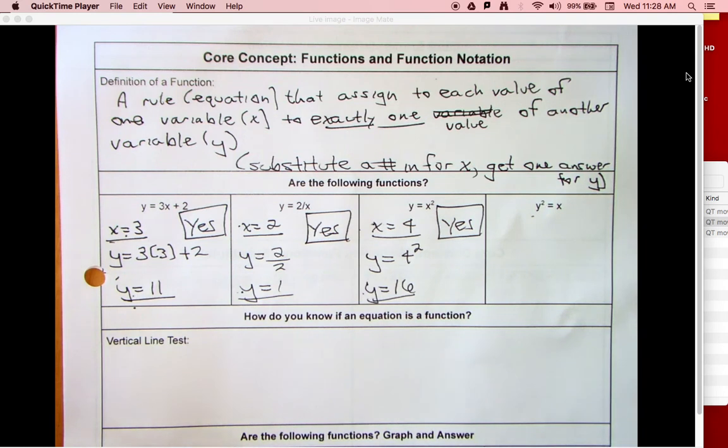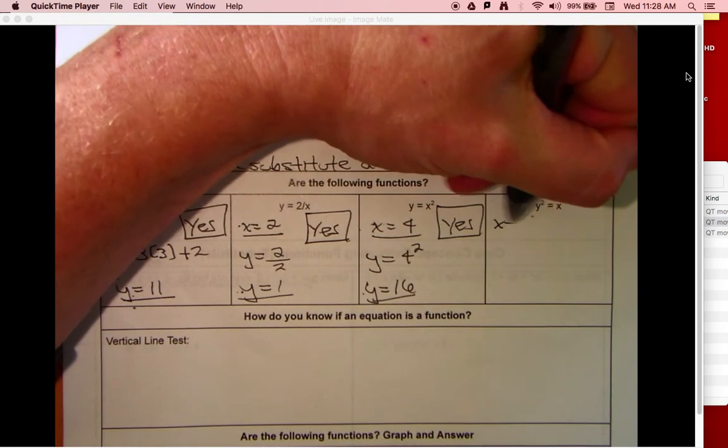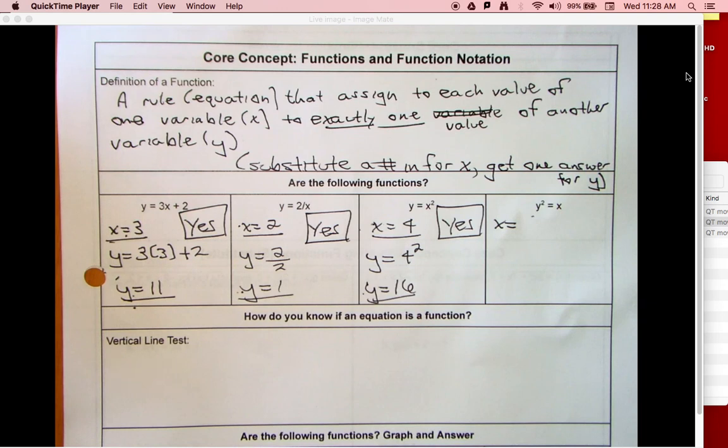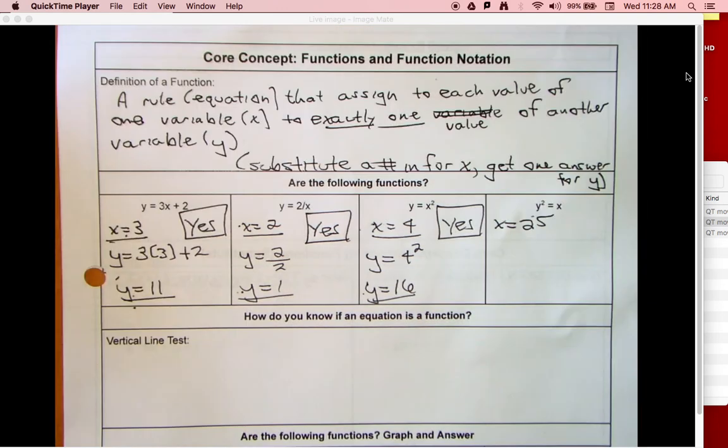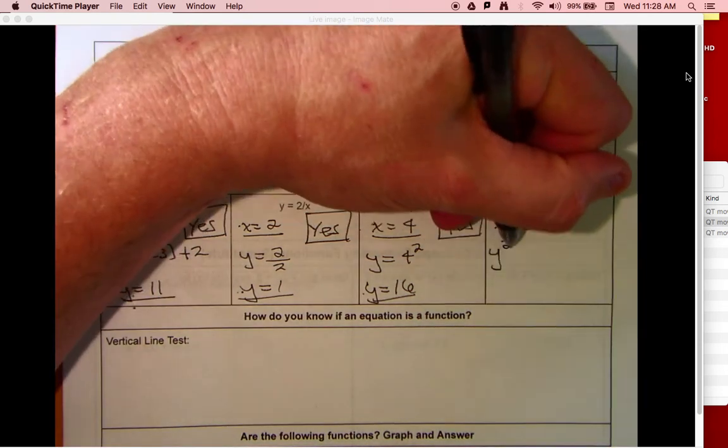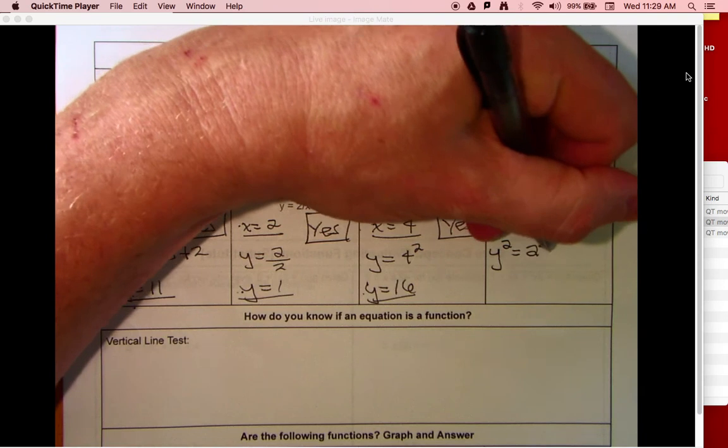Okay? So we got y squared equals x, and this is actually one that's not a function, so let's see how it's different. We've got to pick a number for x. Let's pick one that's going to be easy. So let's go with 25. Now when I substitute 25 in there, notice I get y squared equals 25.